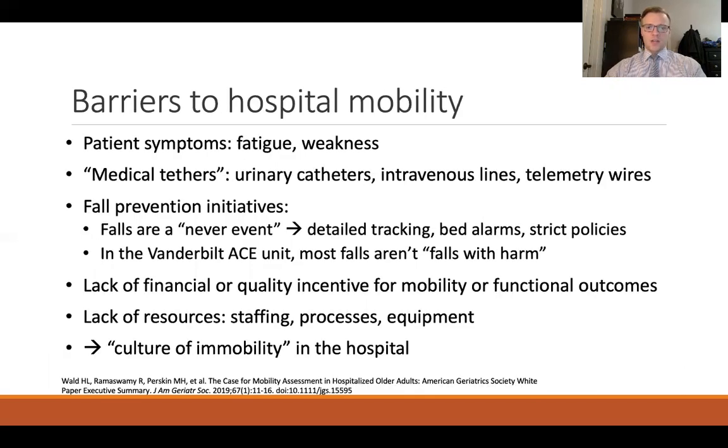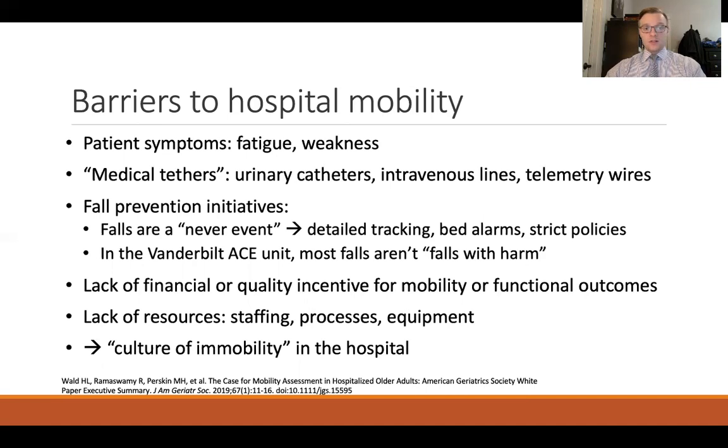So why are patients not more mobile in the hospital if we know the benefits and risks? Well, essentially, there's a culture of immobility in our hospitals today, and there are many barriers that contribute to this. First, patient symptoms such as fatigue and weakness can discourage them from trying to mobilize. However, these are not alone good enough reasons to explain the low mobility that patients experience.